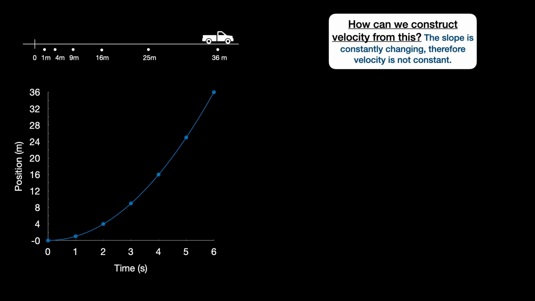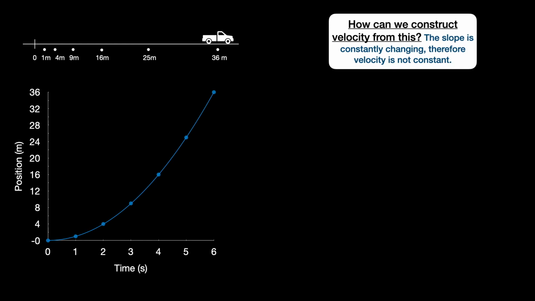But then what about this one? So how can we construct velocity from this? So hopefully what you can see here is that the distance between the oil drops every second is larger, which means that the truck is not moving at a constant speed anymore. If we graph its position versus time, this is the graph that we would see.